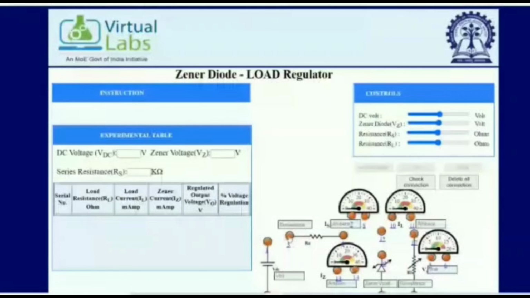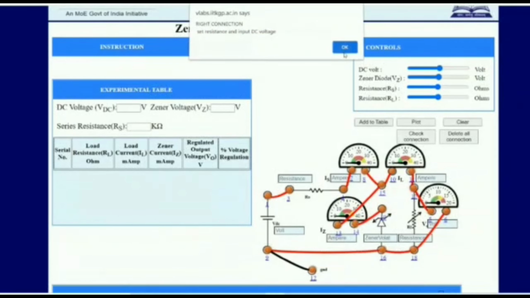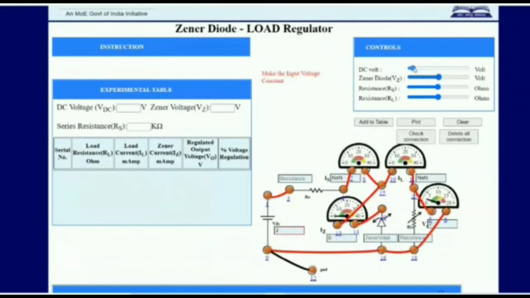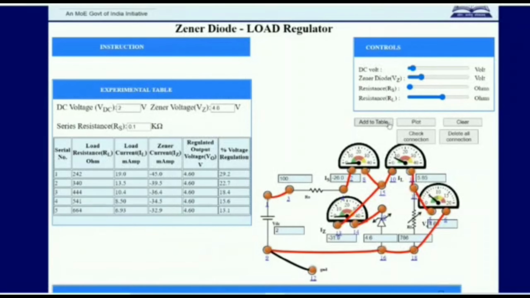And I am going to do the zener diode load regulator by connecting the wires. Here by checking the instructions I am connecting the wires. So I have given check connection and it's all okay. And here I will keep the DC voltage, zener diode voltage and resistance as constant. And I will keep varying the RS2 value resistance and keep adding the values to the add to table option. And I will get different values.